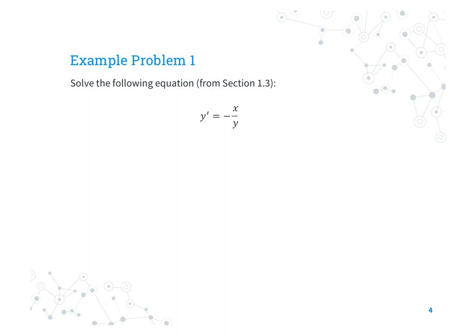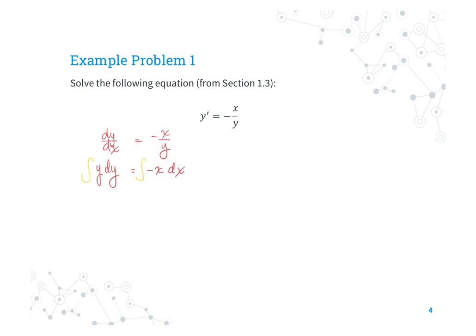So this one says we've got y prime equals negative x over y. So let's start out by saying that's dy/dx equaling negative x over y. If we multiply both sides by y and dx, we end up with y dy equals negative x dx. From there, it's as simple as integrating both sides.